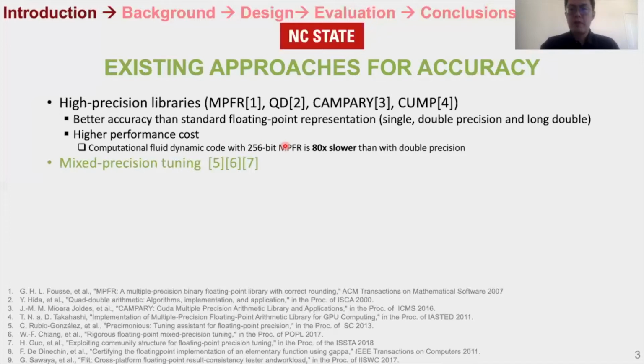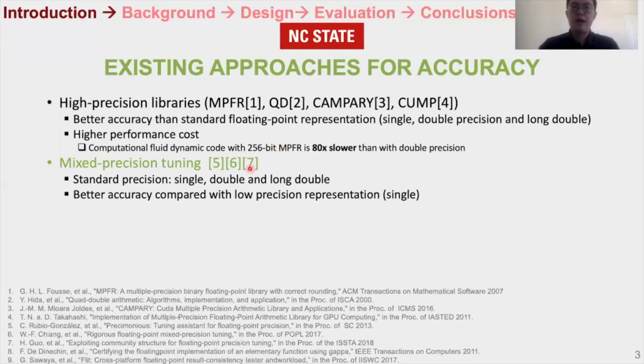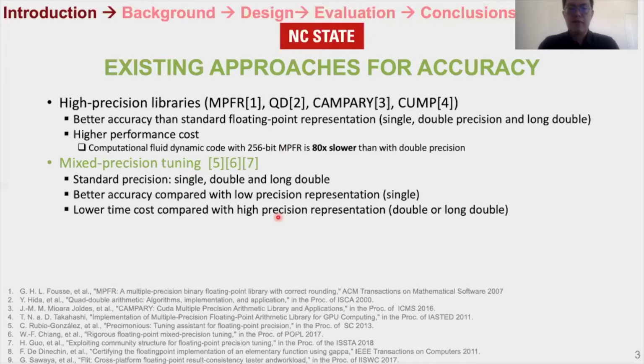To solve this problem, mixed precision tuning becomes more and more popular in the CPU domain. Those works mainly do the mixed precision among the standard precisions, and they can provide better accuracy compared with low precision like single precision, and also they can have lower time cost compared with the pure high precision representation.